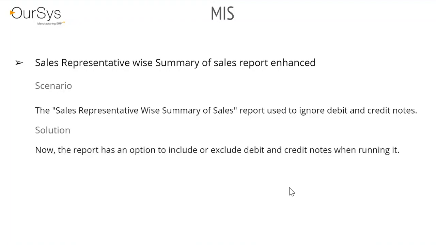So now the report has a feature that lets you choose whether to show or hide debit and credit notes. If you select this option, the report will show all the debit and credit notes. If excluded, the report will not display any debit or credit note. This makes it easier to focus on the information that you need.